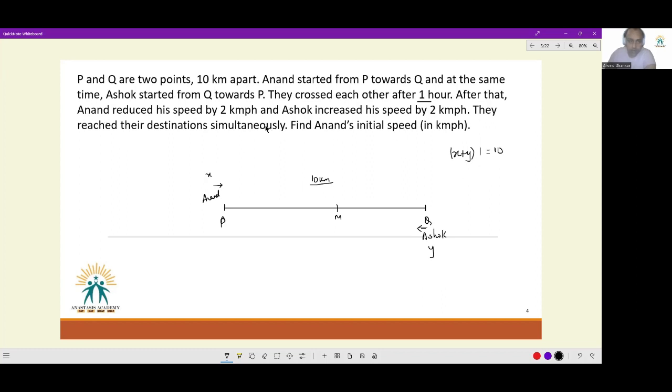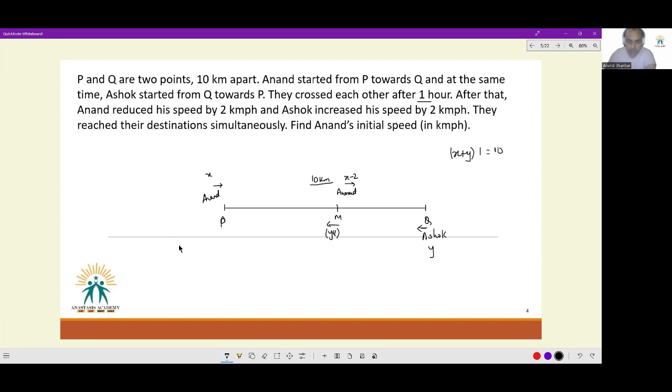After that, Anand reduced his speed by 2 kilometers, and Ashok increased his speed by 2 kilometers. Anand now is moving at the rate of X minus 2. Ashok now is moving at the rate of Y plus 2. He has increased his speed by 2. They reach their destination simultaneously. Find Anand's initial speed. Find X is the question.